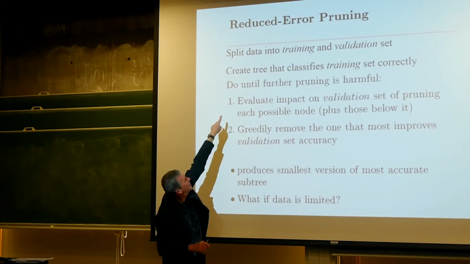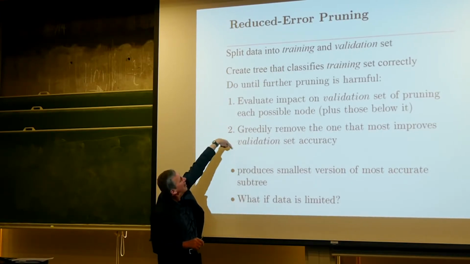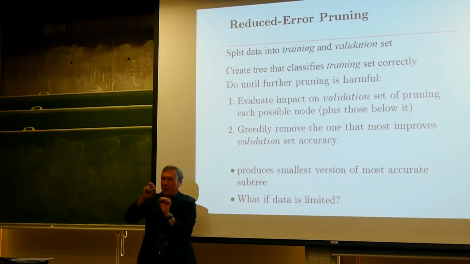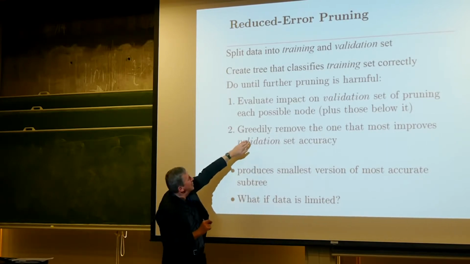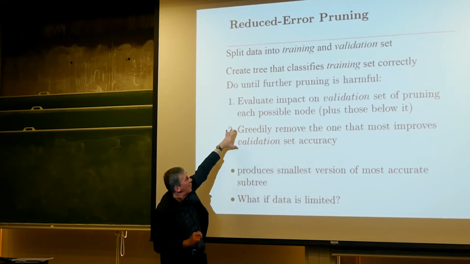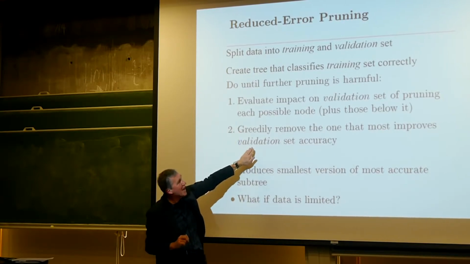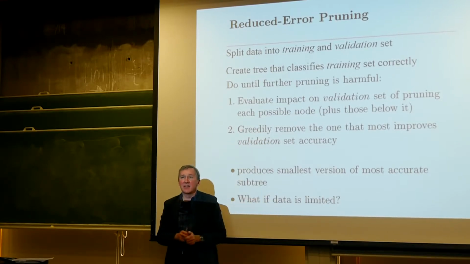What you do is, once you have the tree grown from the training set, you loop through until further pruning is harmful, and you evaluate for each internal node in the tree, you say, well, what if I throw away everything below this node and make this a leaf node? And then you greedily do that pruning, making it into a leaf node, for the one choice that most improves the accuracy on this held out validation set. So you have a training set and a validation set.